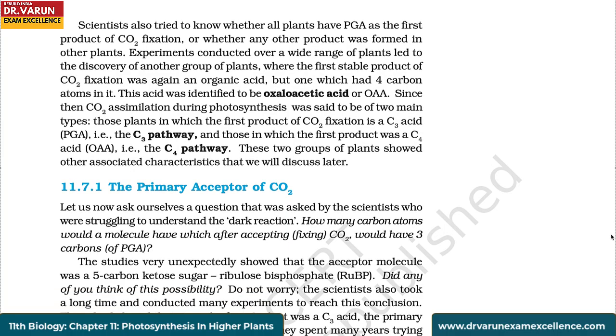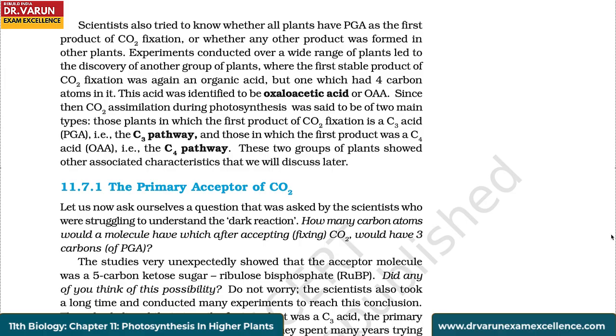Scientists also tried to know whether all plants have PGA as the first product of carbon dioxide fixation, or whether any other product was formed in other plants. Experiments conducted over a wide range of plants led to the discovery of another group of plants where the first stable product of carbon dioxide fixation was again an organic acid, but one which had 4 carbon atoms in it. This acid was identified to be oxaloacetic acid, or OAA.